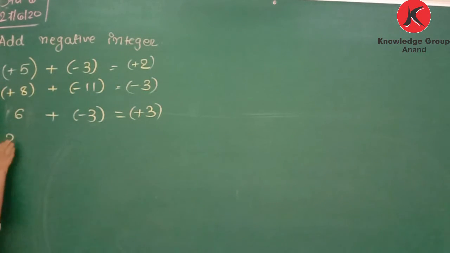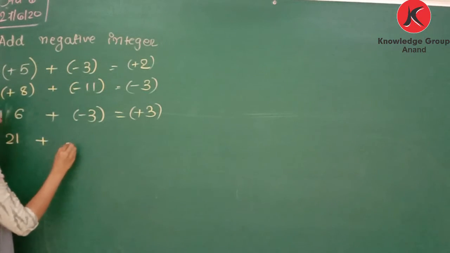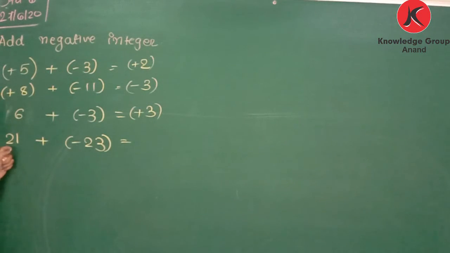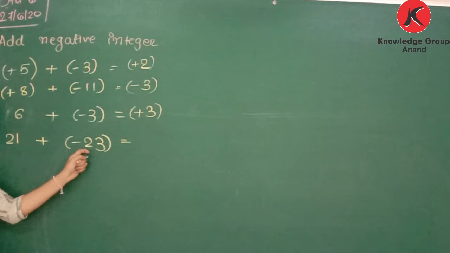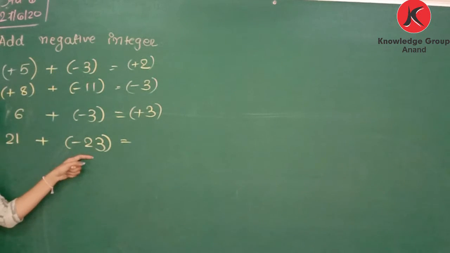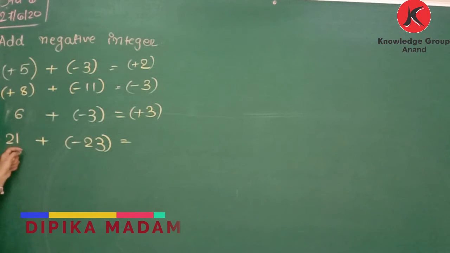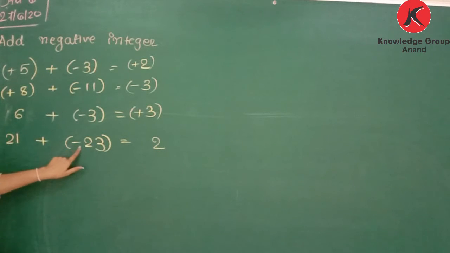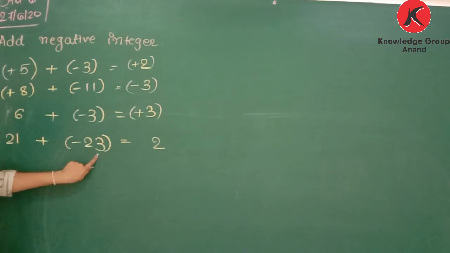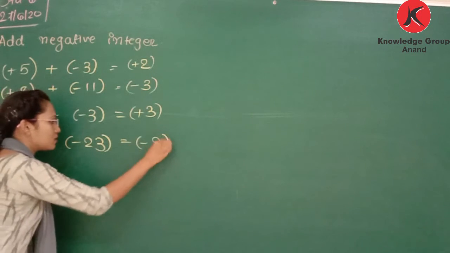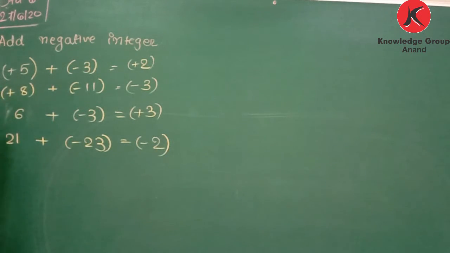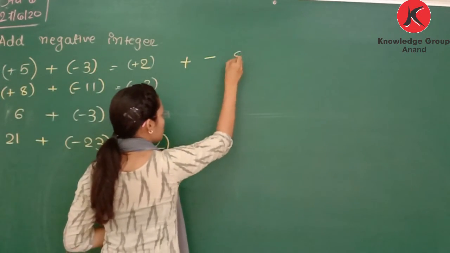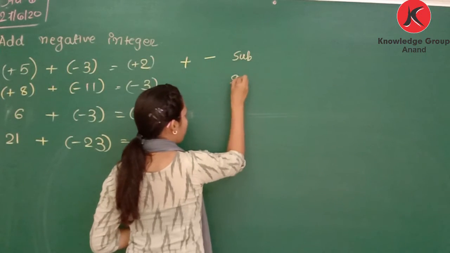Now next one. 21 plus minus 23. So from 21 and minus 23, one number is positive, 23 is negative. So subtraction of numbers, 23 minus 21, that is 2. Sign of greater number: minus 23 is greater and the sign of 23 is minus, so the answer is minus. Clear? So what you need to remember: if one number is positive and one number is negative, subtract the numbers and take the sign of the greater number.